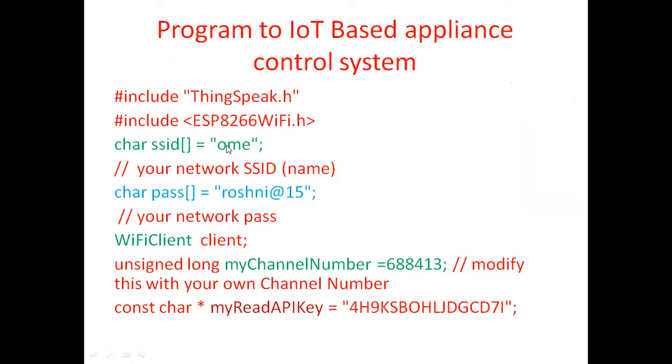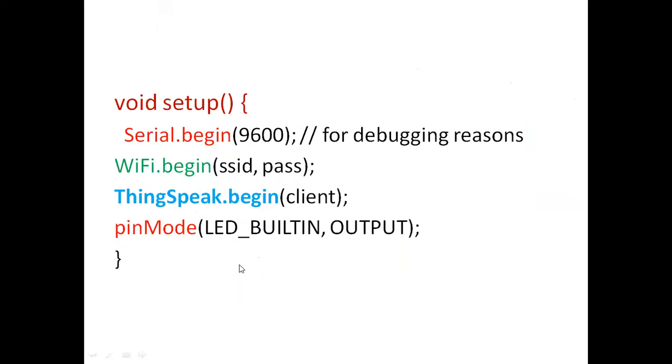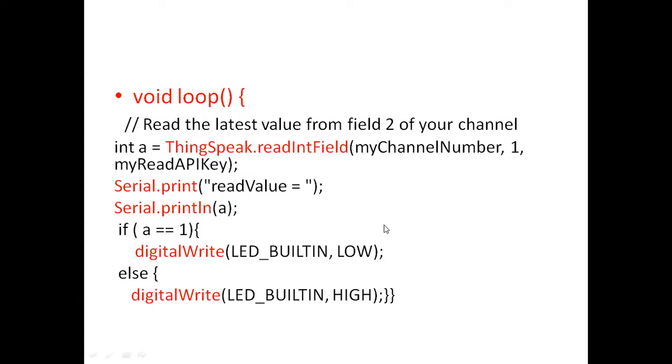ThingSpeak.h, ESP8266WiFi.h. After that, the name and password. What is the name? Your hotspot name and password. After that, there is a class to connect to the nearest Wi-Fi. Next is your channel number and API keys. After that, Serial.begin 9600. WiFi.begin is to initialize the Wi-Fi to connect to the nearest router with the required network name and password. Next, ThingSpeak.begin client. Also pinMode with pin 4, output.